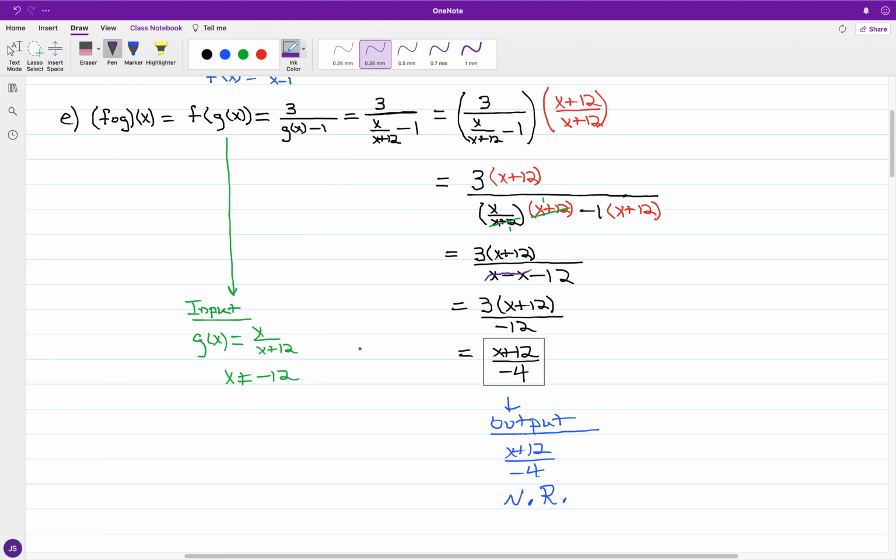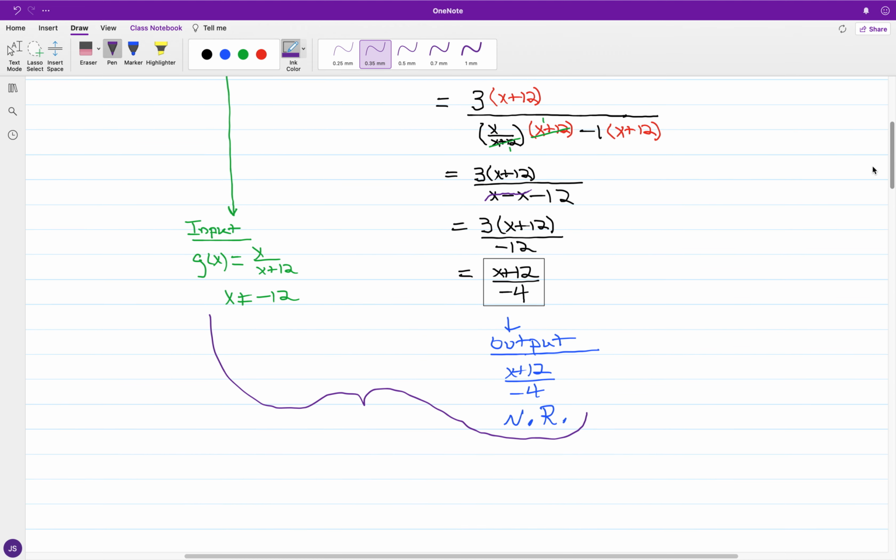And then now for the whole composition, and I mean no restriction as in no added restriction, but the restriction for the whole thing, you're looking at combining what we have for the input function and what we have in the output result. So the only restriction is going to be from the input. So we have that x cannot be negative 12.